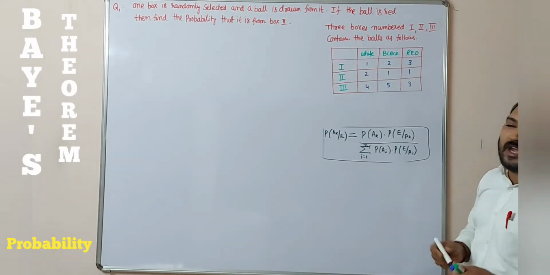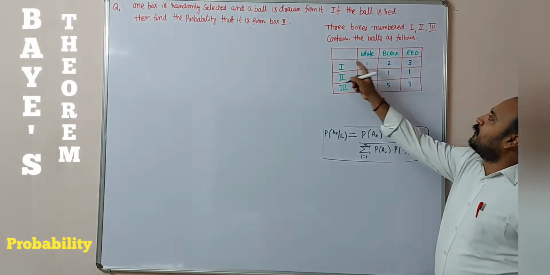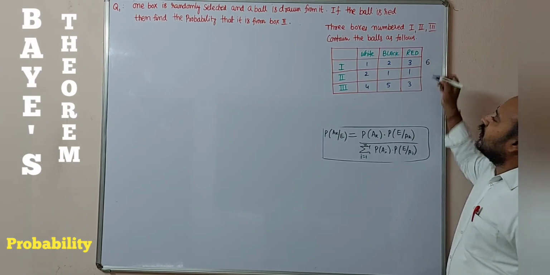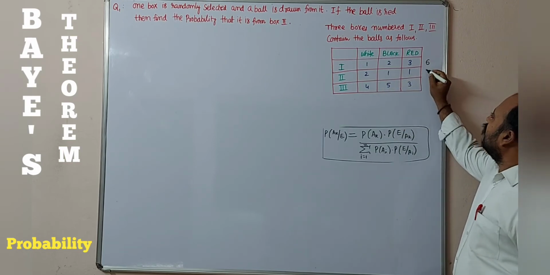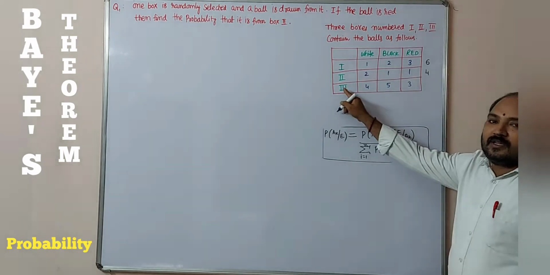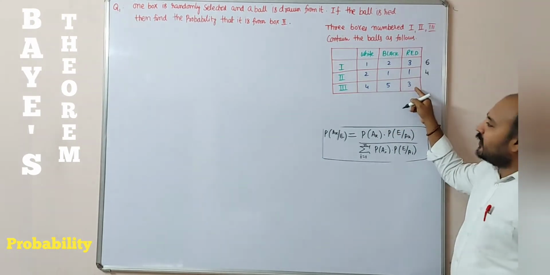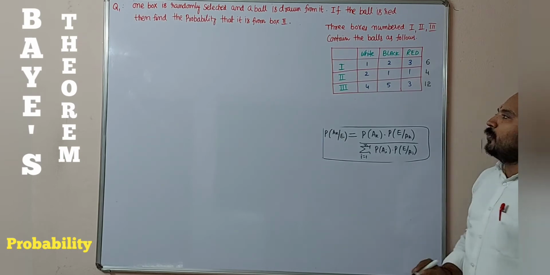So how many balls are there in the respective boxes? The first box, total how many are there? 6 balls are there in total. In the second box, 2 plus 1 plus 1, 4 are there. In the third box, 4 plus 5 plus 3. So how many is it? 9 plus 3, 12 are there. I hope you understand now.